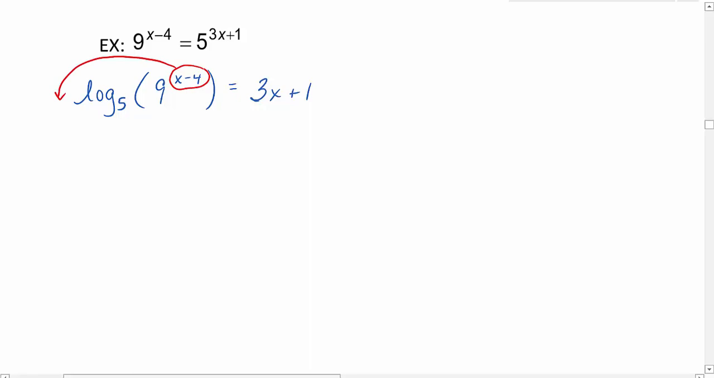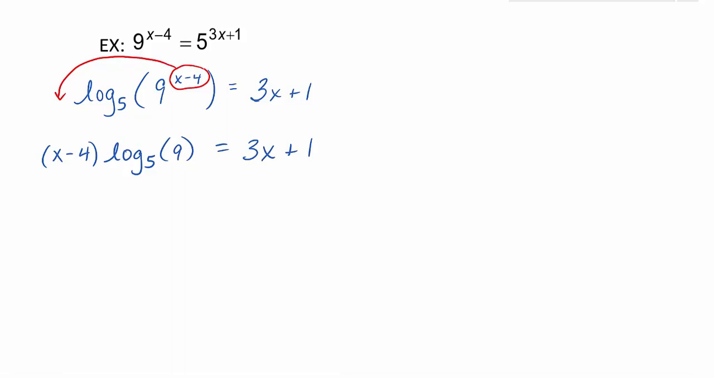Now, since that exponent that you're turning into a coefficient is more than one term, you have to make sure that you put that in parentheses, because we're ultimately going to have to distribute our log base 5 of 9 to that. So let's distribute our log base 5 of 9. We're kind of distributing backwards.